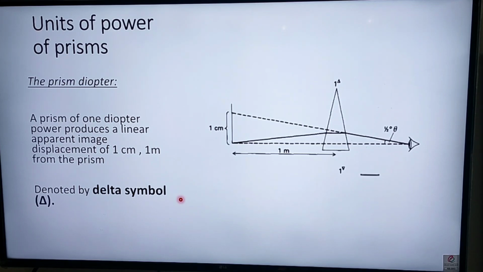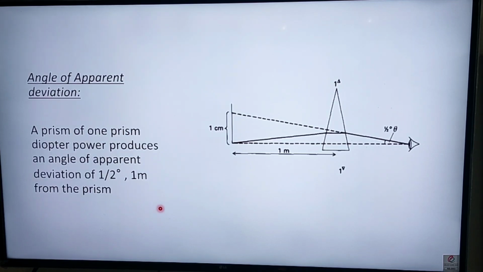So here are some units of the prism. The first is the prism diopter. A prism of 1 diopter would produce a linear displacement of 1 centimeter placed 1 meter away from the prism. It's signified by the delta symbol, which is given over here.